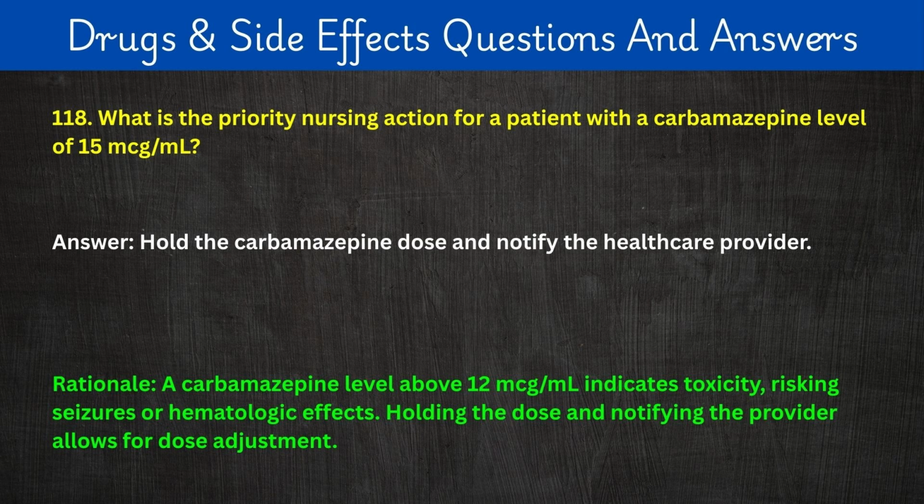118. What is the priority nursing action for a patient with a carbamazepine level of 15 micrograms per milliliter? Answer: hold the carbamazepine dose and notify the healthcare provider. Rationale: a carbamazepine level above 12 micrograms per milliliter indicates toxicity, risking seizures or hematologic effects. Holding the dose and notifying the provider allows for dose adjustment.